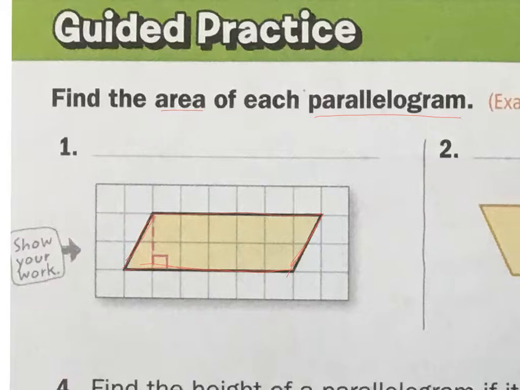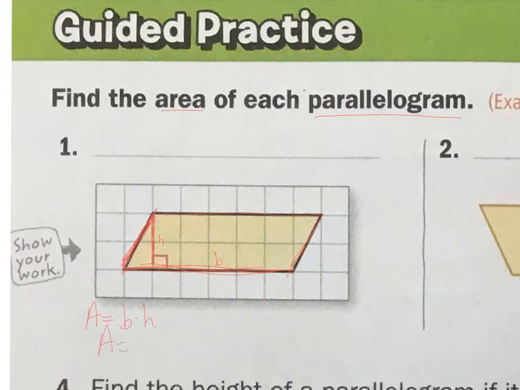The formula to find area is area equals base times height. So this right here, this angle is not the height. You have to start at the base. Here's the base, and then you go straight up. That gets you the height. There's your height, there's your base.